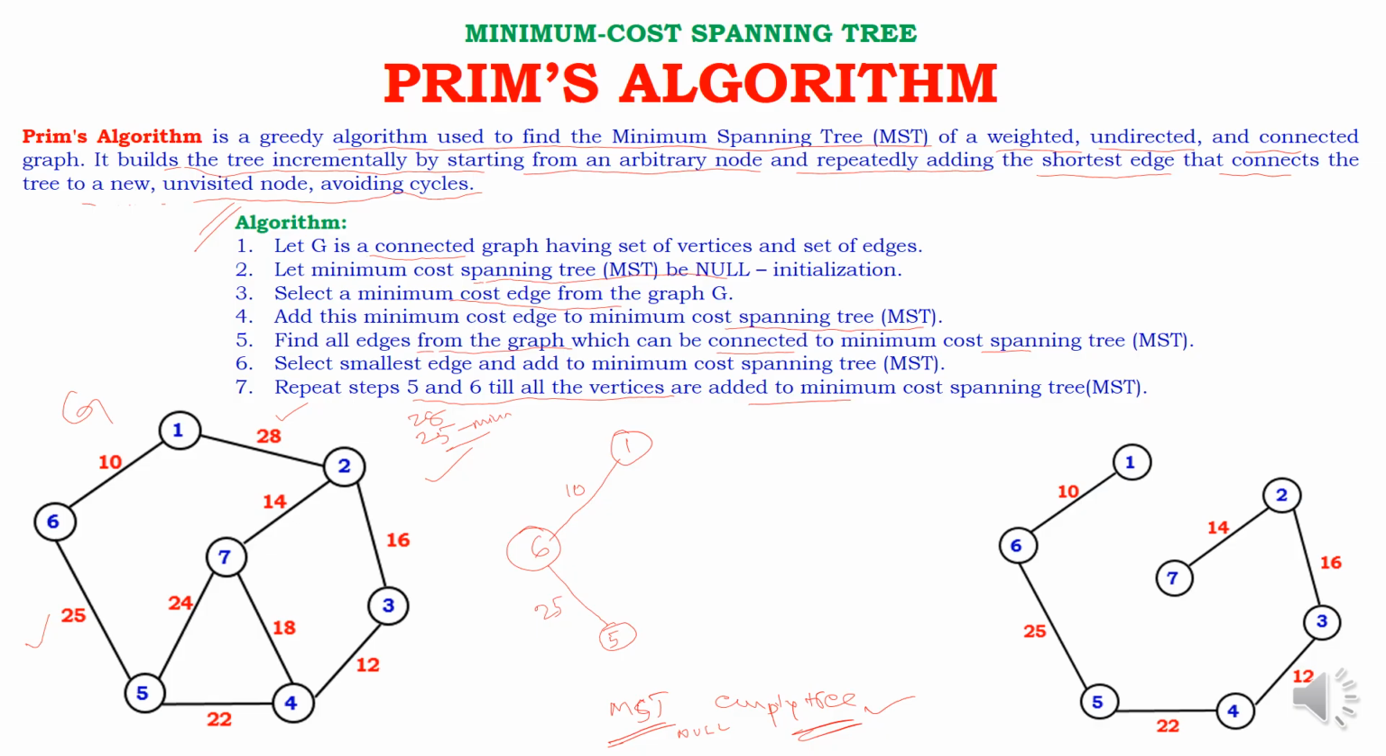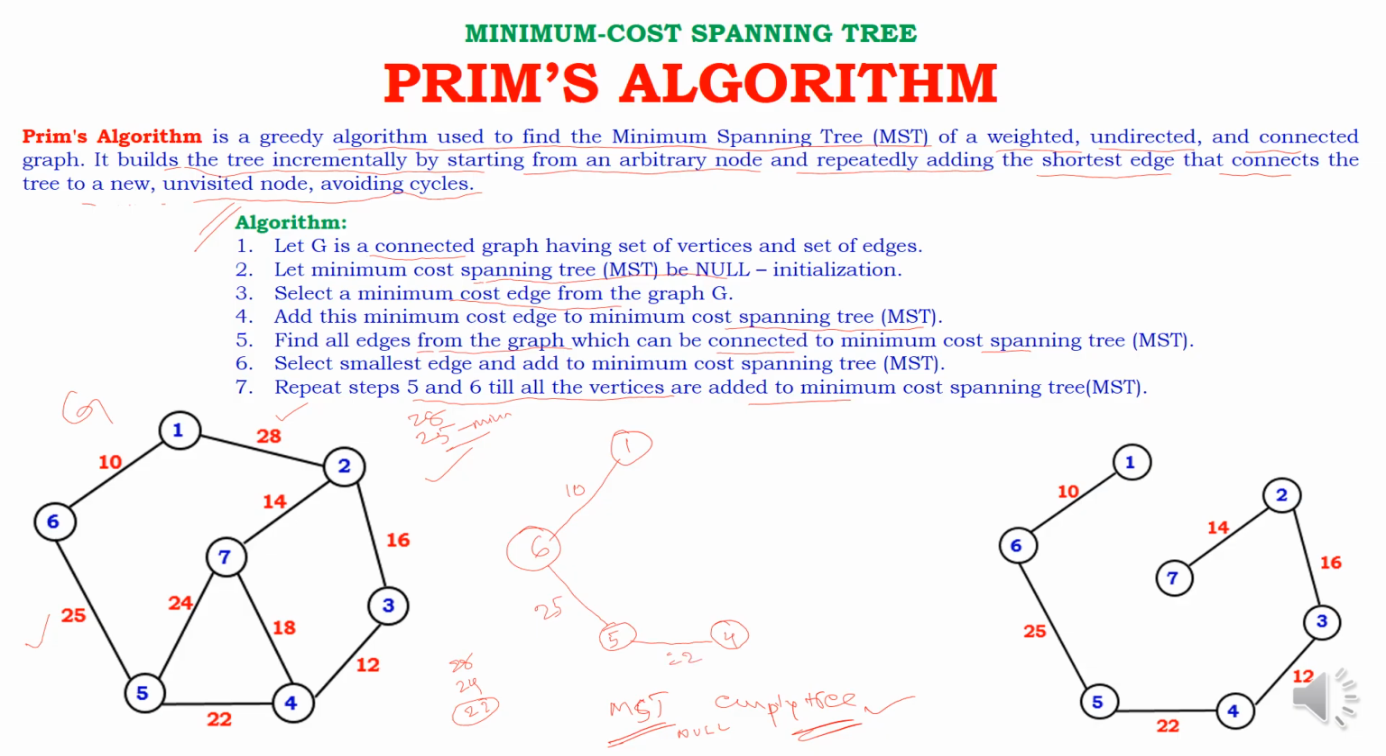So again find the edge that can be connected. How many edges you can connect? You can connect 1, 2, that is 28. Then you can connect 5, 7 with 24 and 5, 4 with 22, in which 22 is the smallest value. 22 weight is with the help of edge 5, 4. So add node 4. The weight of edge is 22.